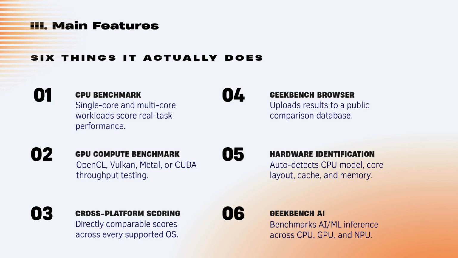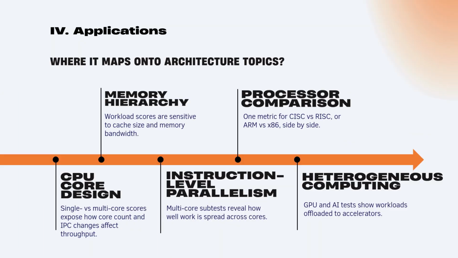Lastly, Geekbench AI evaluates AI and machine learning performance using CPU, GPU, and other accelerators. Applications. Geekbench is especially useful in the field of computer architecture. It helps us understand the differences between single-core and multi-core processor performance, evaluate how memory hierarchy affects system speed, analyze instruction-level parallelism, compare different processor architectures such as ARM and x86, and observe how workloads are distributed between CPUs, GPUs, and AI accelerators.